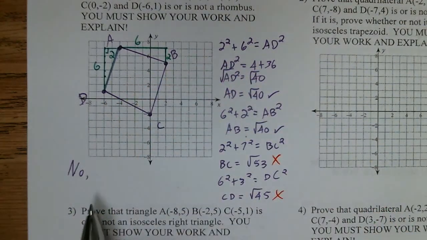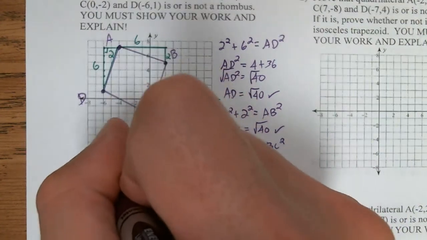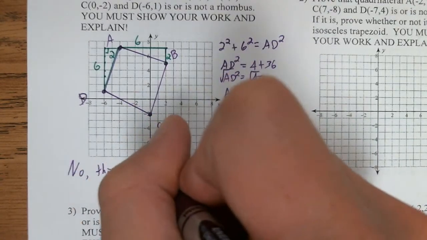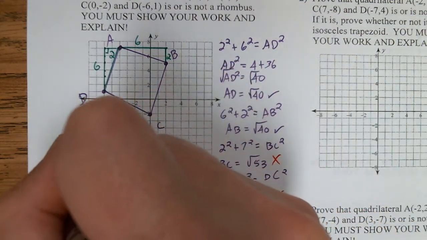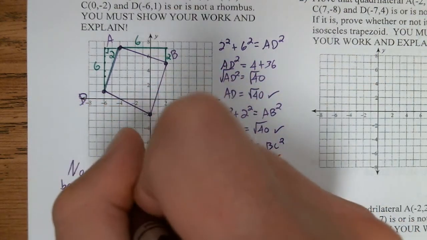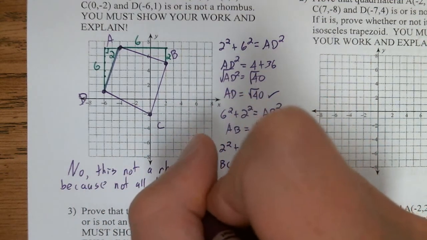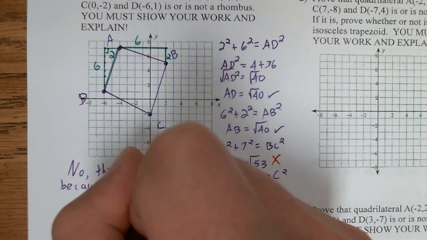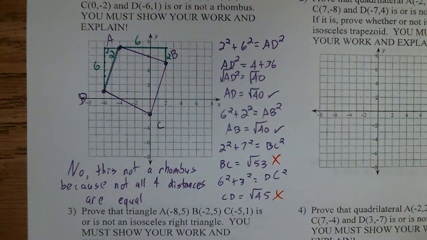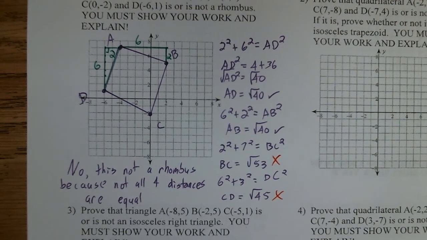Okay, all right, so my explanation, I'm going to say no. And this, again, for the sake of video, will be the last time I write all this out. But you guys will need to write this on the quiz. I'm going to say no, this is not a rhombus because not all 4 sides, or not all 4 distances, are equal. So it can't be a rhombus. That's what we're looking for, guys, on these kinds of proofs.